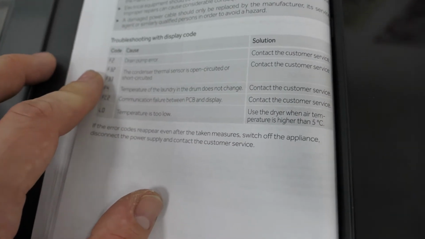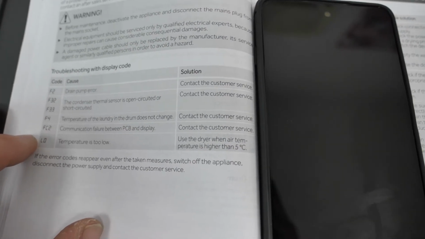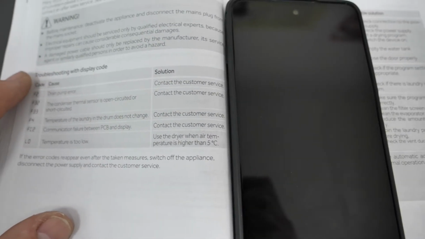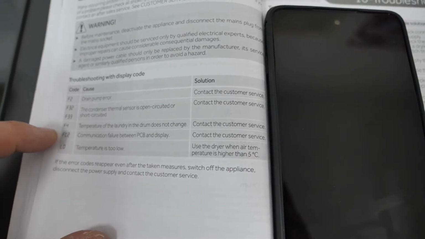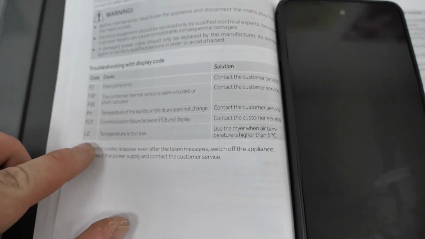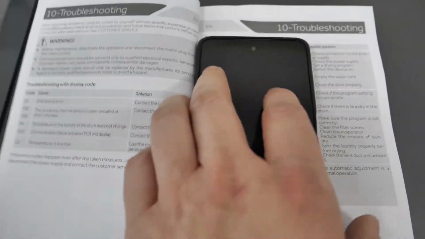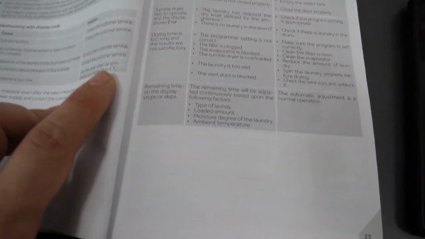Then we've got F32, F33, F4, FC2 and low temperature. In case from F2 to FC2, we can only contact the customer service. In case of low temperature, we have to use dryer when the outside temperature is above 5 Celsius.